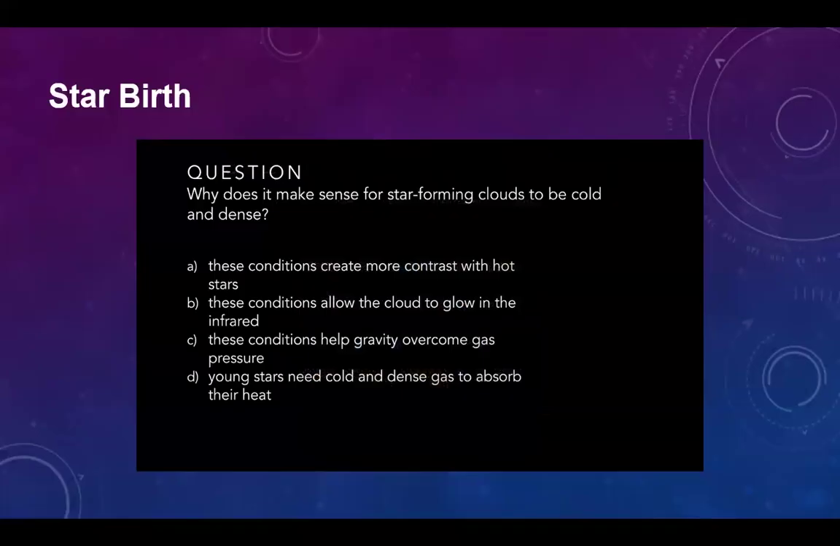Before we continue, try answering this question. We've seen that the molecular clouds in which stars are born are quite cold and dense compared to most interstellar material. Based on what you've learned in earlier chapters, why does it make sense for star-forming clouds to be cold and dense? Is it because these conditions create more contrast with hot stars? Because they allow the cloud to glow in the infrared? Because they help gravity overcome gas pressure? Or because young stars need cold and dense gas to absorb their heat?